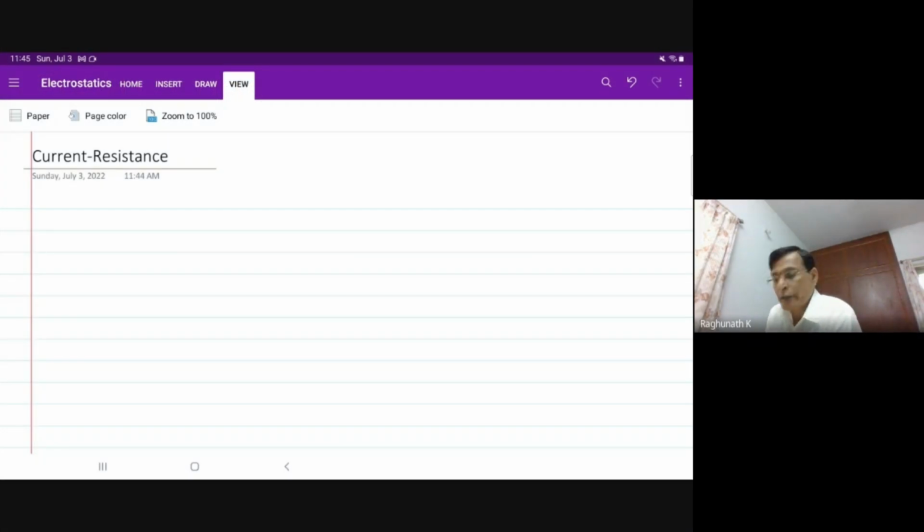The current that we talk about here is electric current. We are aware of water currents, wind currents and all. Water in motion is water current. The current that we talk about is electric current.